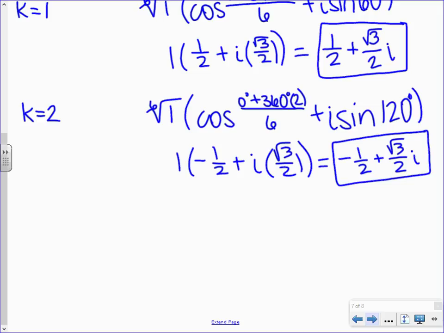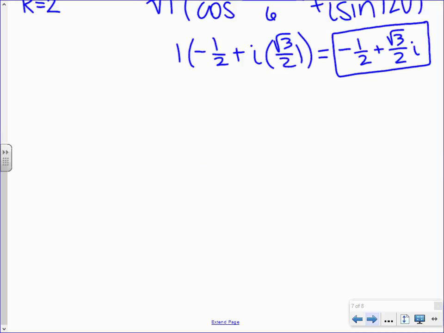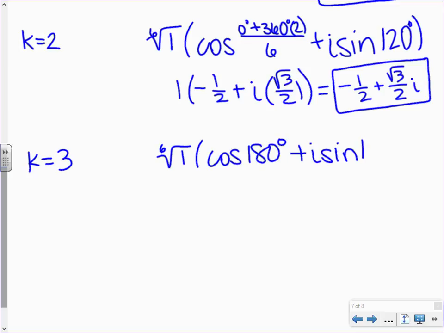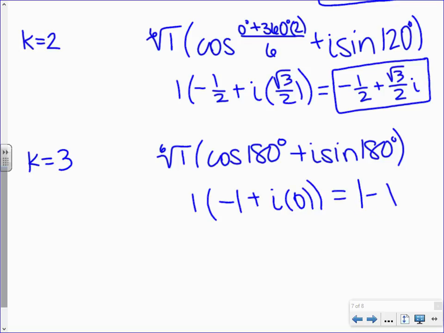So right away, for k equals 3, these have been 60 degrees apart. That pattern is going to continue. So we know our next angle is 180, I'm sorry. Okay. So we have 1 times the cosine of 180 is -1, and the sine of 180 is 0. So here we get the -1 that we were already talking about from the beginning.